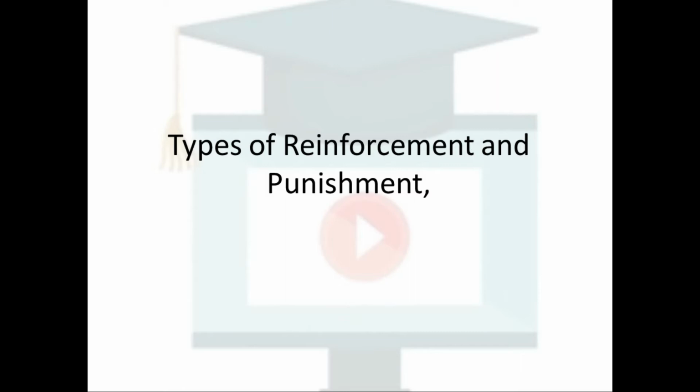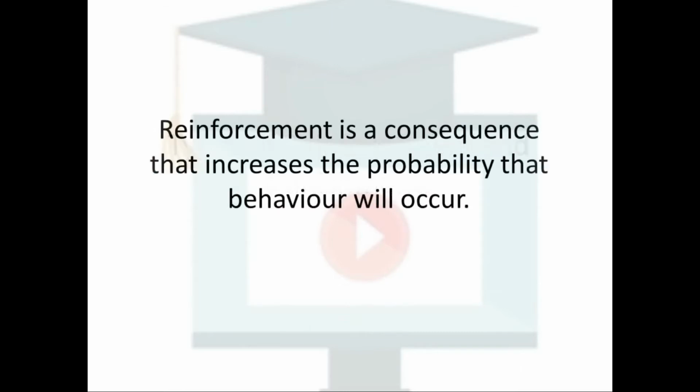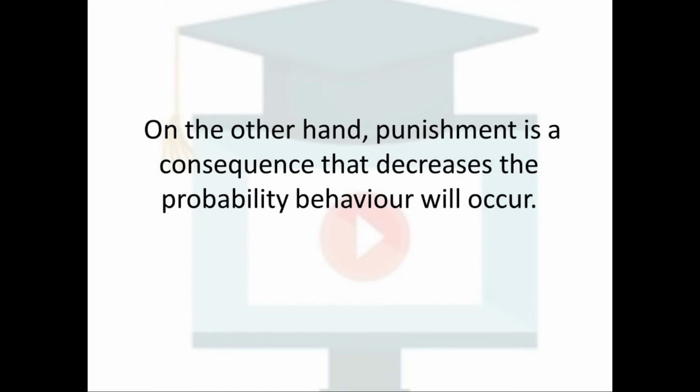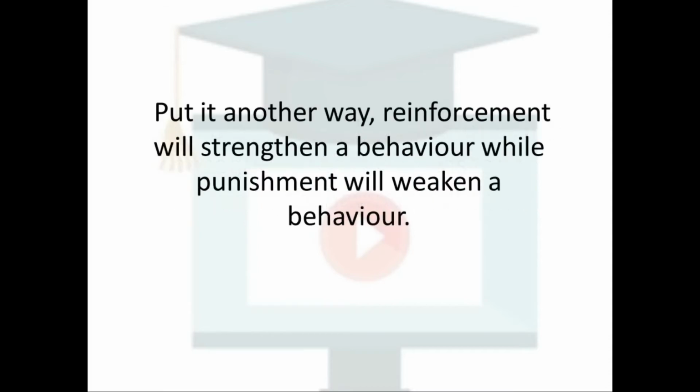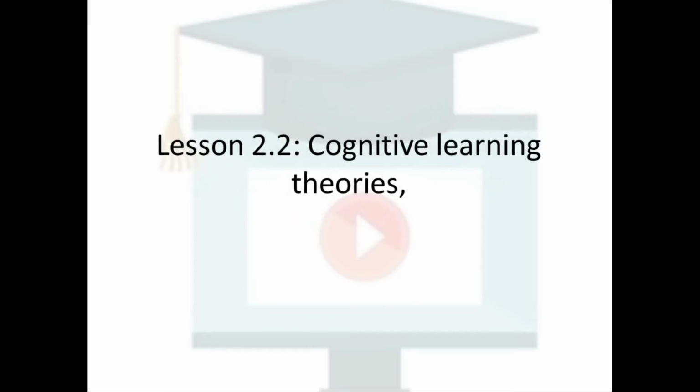Types of reinforcement and punishment. Reinforcement is a consequence that increases the probability that behavior will occur. On the other hand, punishment is a consequence that decreases the probability that behavior will occur. Put another way, reinforcement will strengthen a behavior, while punishment will weaken a behavior.